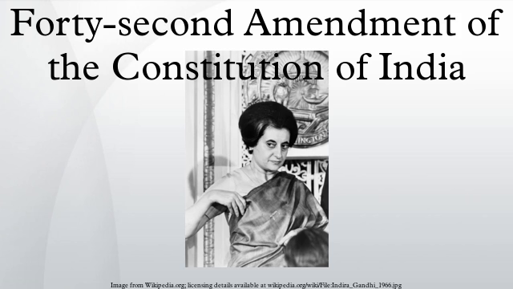The 42nd Amendment was widely criticized, and the clampdown on civil liberties and widespread abuse of human rights by police angered the public. In its election manifesto for the 1977 elections, the Janata Party promised to restore the constitution to the condition it was in before the emergency and to put rigorous restrictions on the executive's emergency and analogous powers.